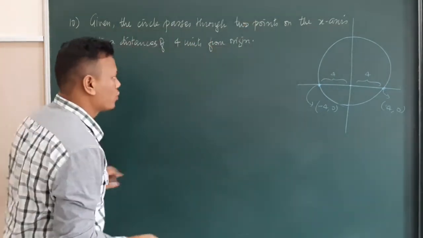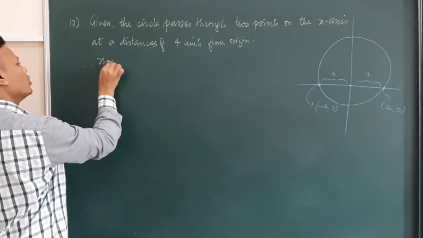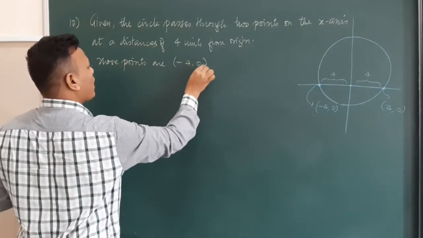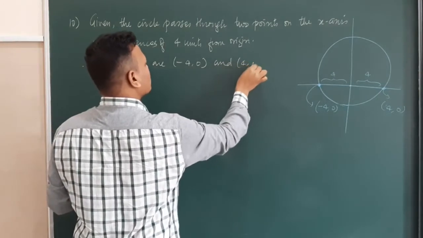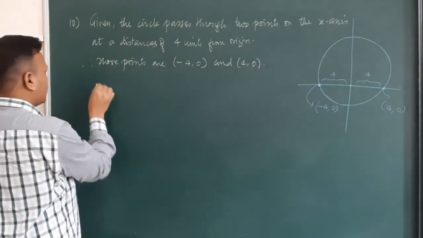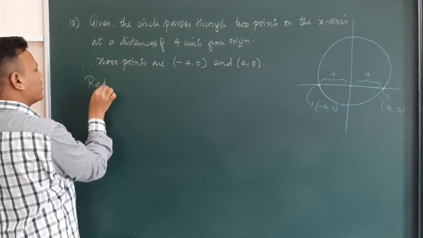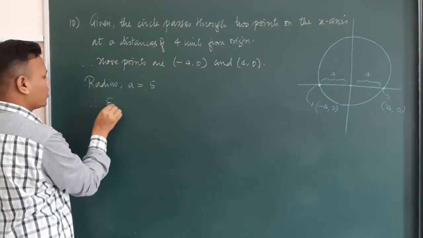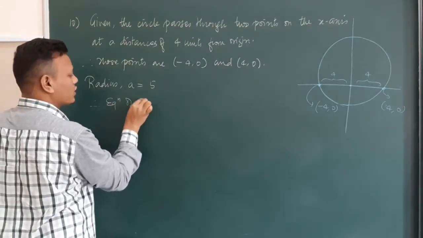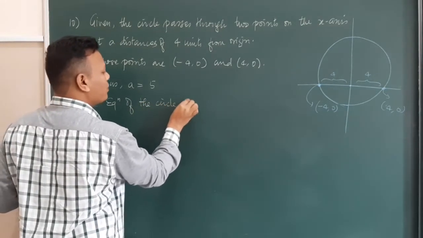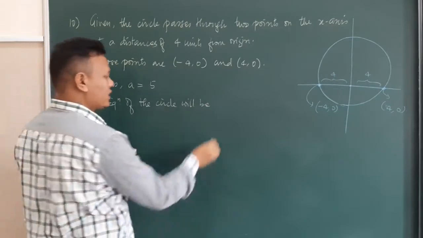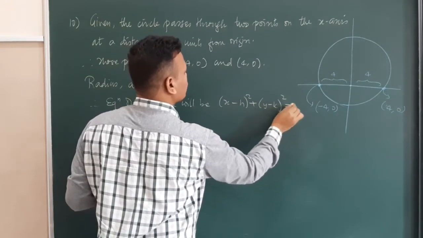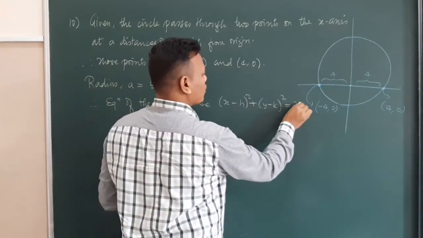Origin. So therefore those points are minus 4 comma 0 and 4 comma 0. The radius is given as 5. Therefore the equation of the circle will be of the form x minus h whole square plus y minus k whole square equals a square, that is 5 square, which is 25.